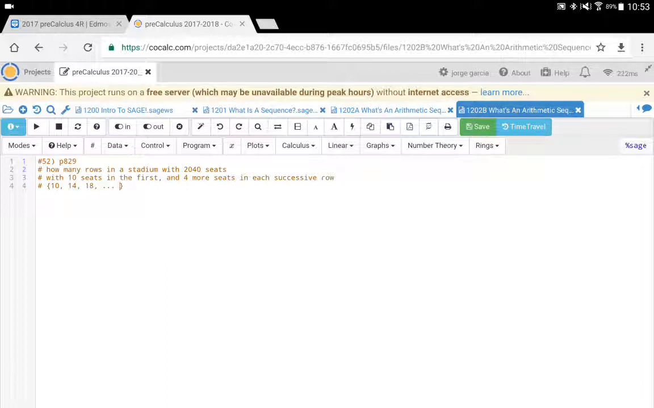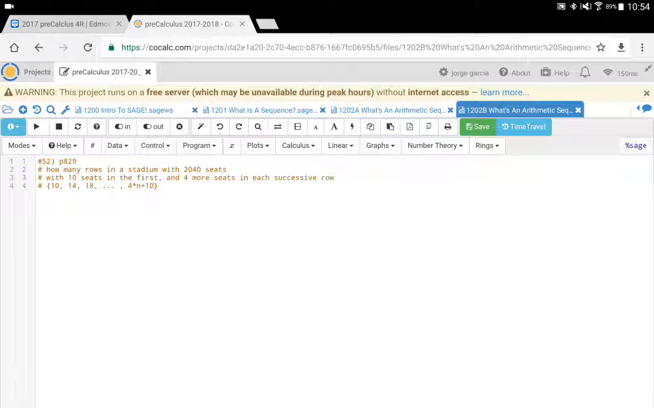Well, we have to write a little equation. We have to find the sum of this arithmetic sequence. The sum is 2040, and we have to figure out the n that makes the sum work. So we need a general term. Usually I would say the common difference, 4, times n, plus 10 if you're starting with n equals 0. Plus 4 less 6 is if you're starting with n equals 1. I'd like to start with n equals 0.